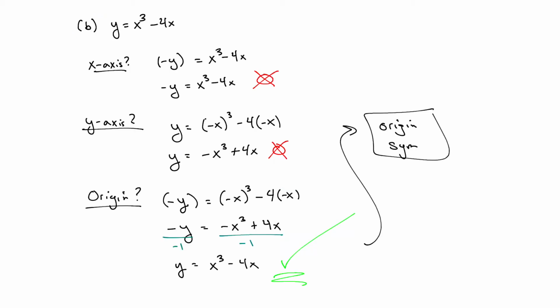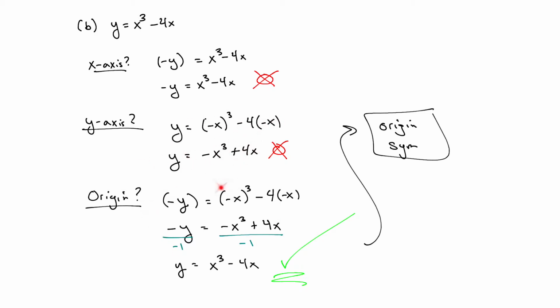And I'll make a couple comments here on this one. So it has origin symmetry only. A couple things to note is that negative x raised to the third power, that's an odd power, so that's negative 1 to the third power, which gives you the negative x cubed. And then negative 4 times negative x gives you the plus 4x. So that's how that works.